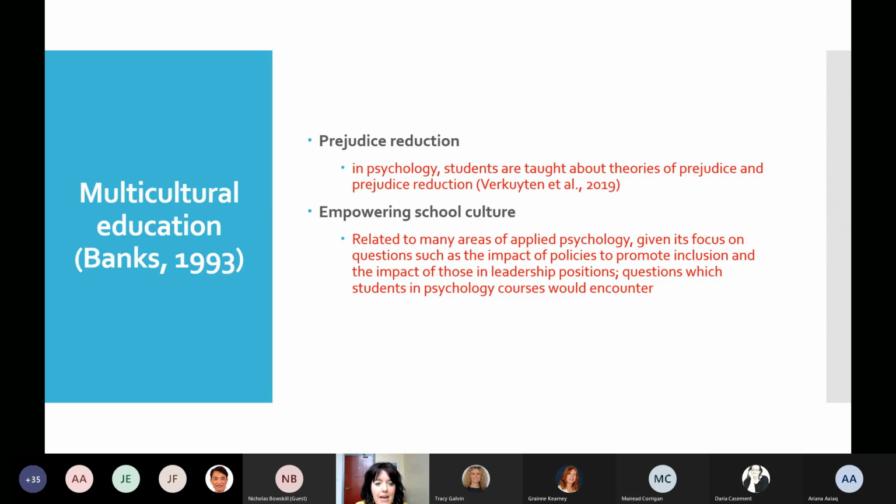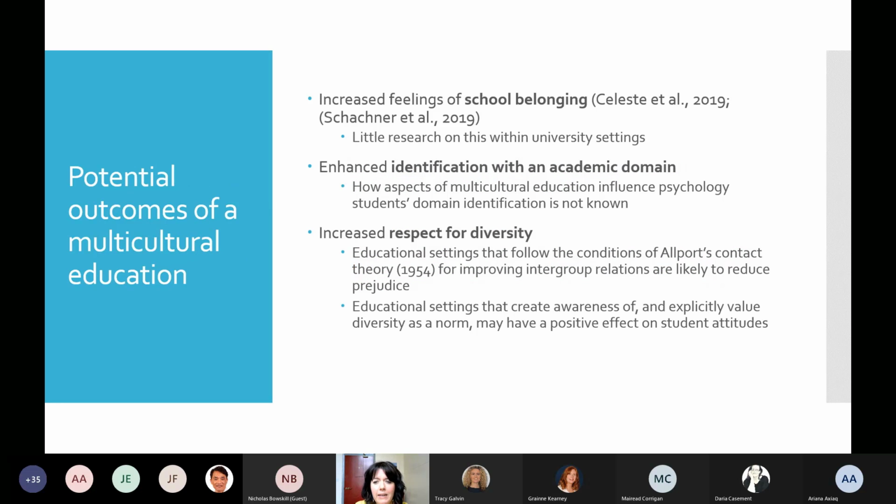And then lastly, empowering school culture and structure means that the culture and the policies of a school are supportive of diversity and multicultural education. And in psychology as a discipline, many scholars examine the impact of such policies on feelings of belonging, leadership, and so on. So leading from this, we wanted to explore some of the potential outcomes of a multicultural educational experience.